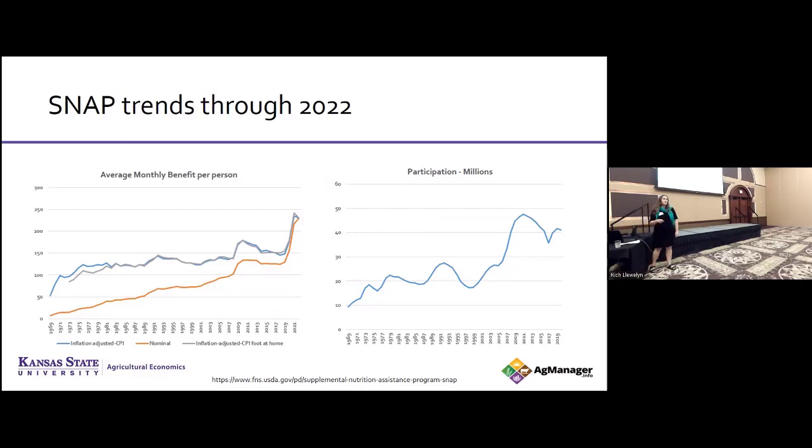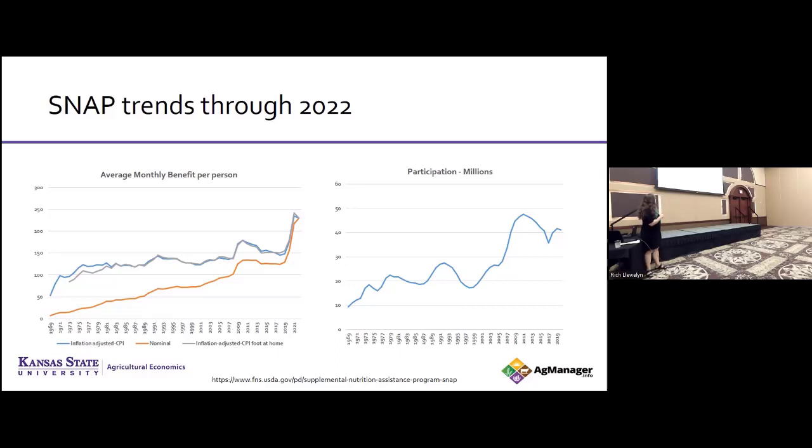It tends to increase during recessions. So the 2007 recession, the Great Recession, you saw the biggest increase, and participation has never gotten up to that level. In the U.S. today, it's estimated that 82% of people who are eligible for SNAP use it. In Kansas, it's 70%. So there's a lot of reasons for that. But we're at about 40 million right now, and that's not quite everybody that would qualify.